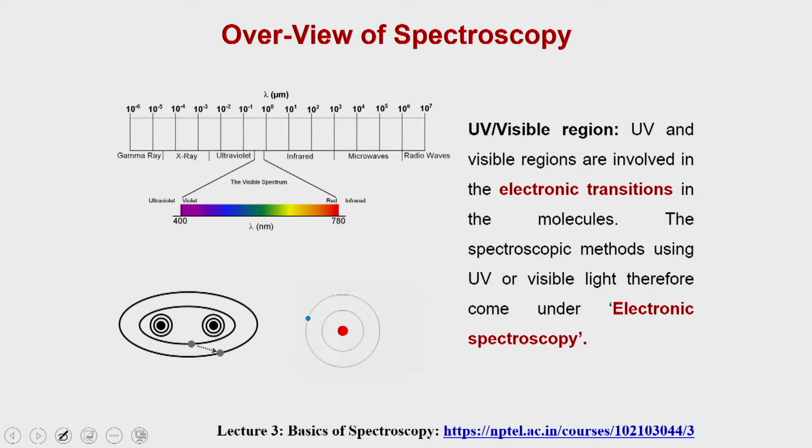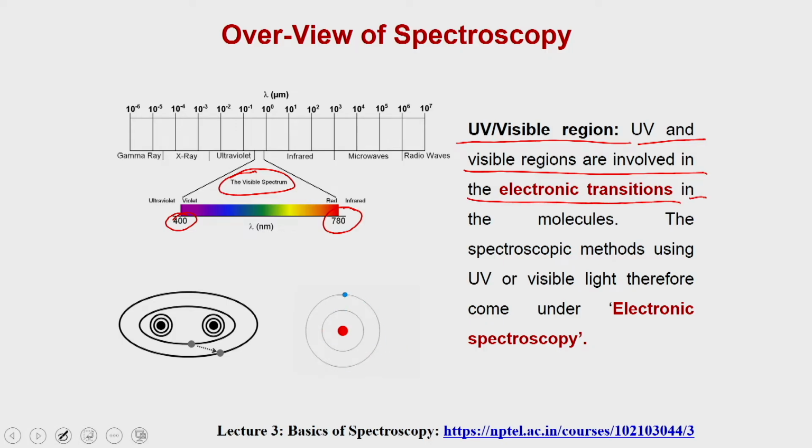Now, the fourth is the UV visible region. UV visible region, as I said, is the visible spectra. It starts from 400 nanometer and goes up to 780 nanometer, and the UV visible region is involved in the electronic transitions in the molecules. The UV spectroscopic method using UV or visible light thereafter comes under electronic spectroscopy.